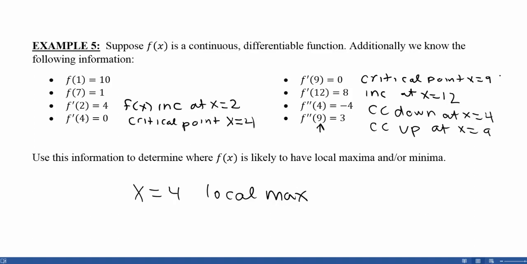Similarly, I have a critical point at 9, and I also know that I'm concave up at 9 because the second derivative is positive there. So that tells me that x equals 9 is going to be a local minimum. So we have all the information we need to talk about where these local maxes and mins might happen, but we have to sort through all the information we have and figure out what's relevant and just use those parts. The other statements here give us a little bit of information about the function, but not really about the critical point. So we have to determine what's important to use.